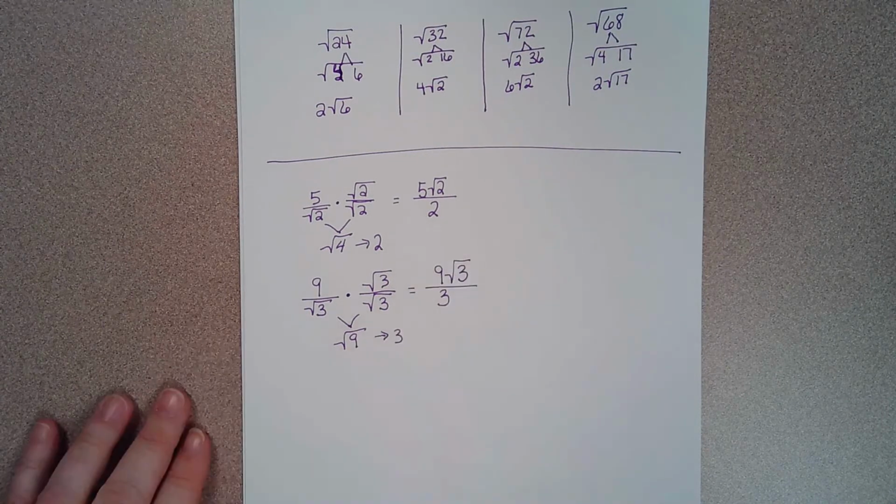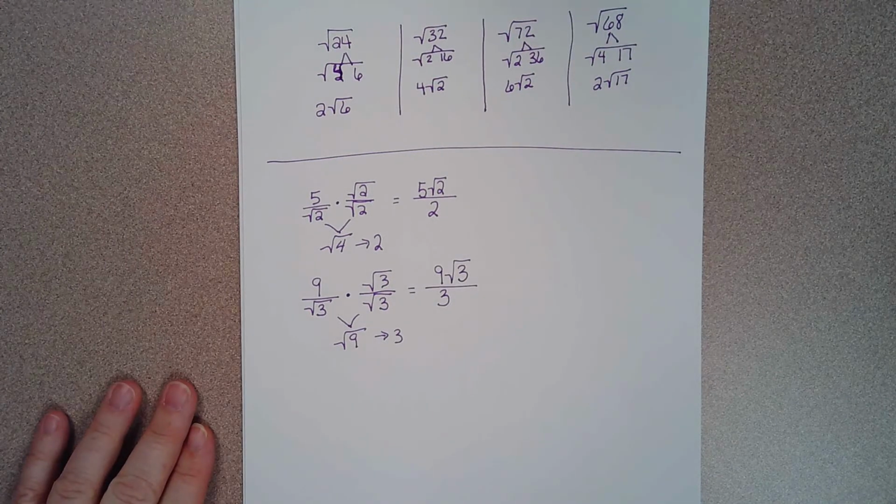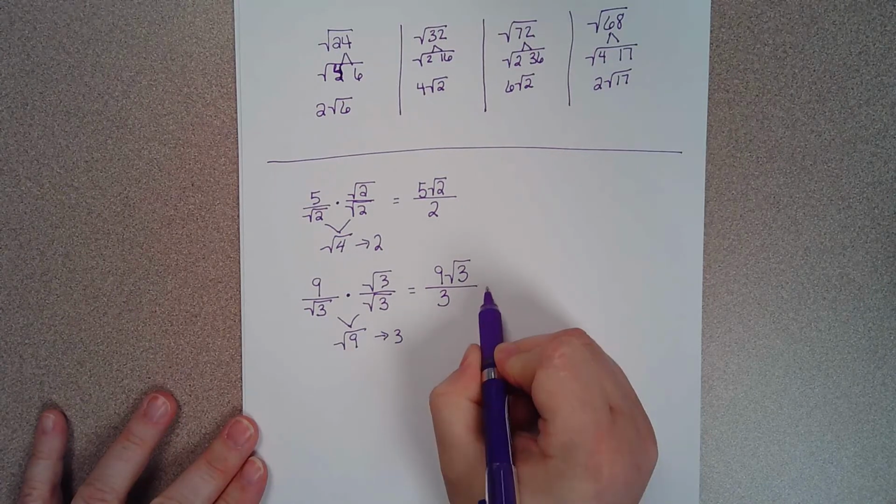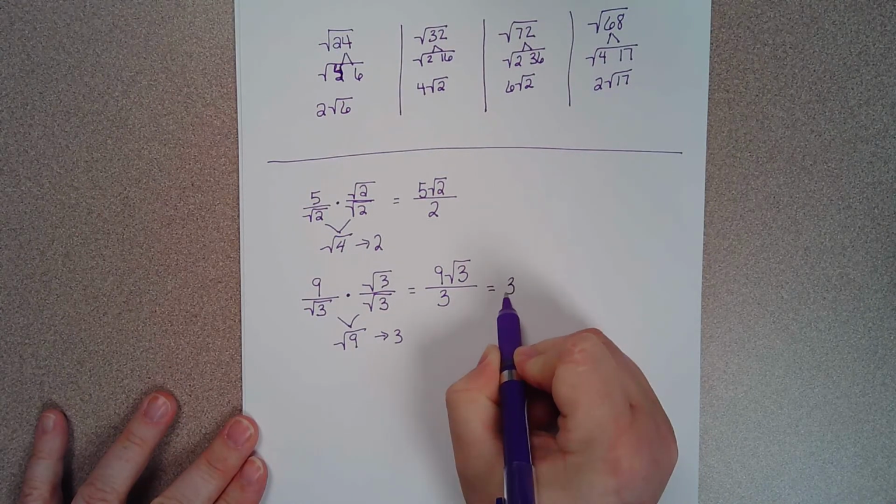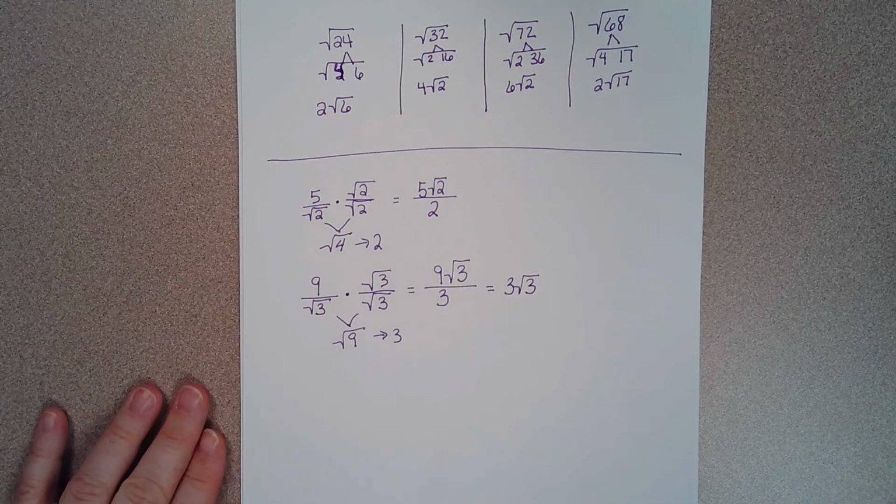Now, here is where you can reduce this. To reduce it, we're going to look at the numbers outside of the radical as an option. And in this case, it is a very good option. 3 goes into 9 3 times. So I am left with 3 square root 3 as my final answer.